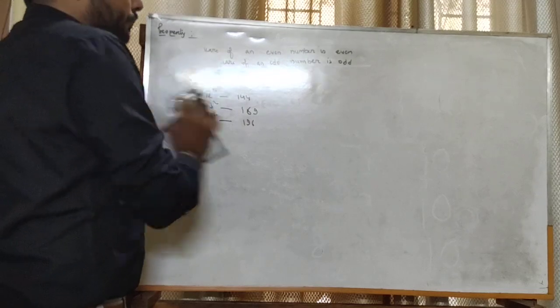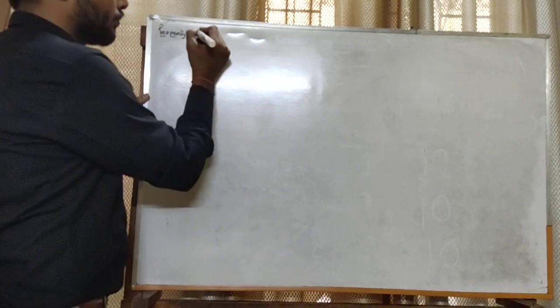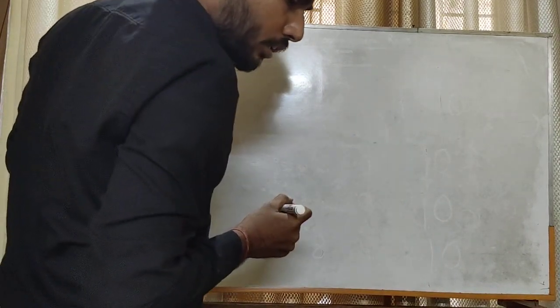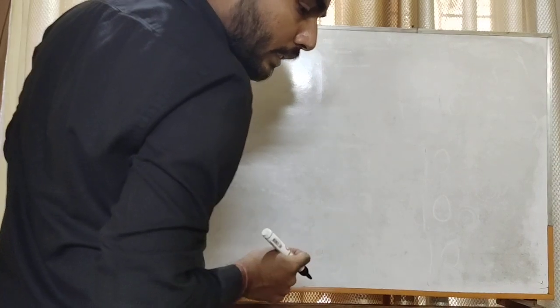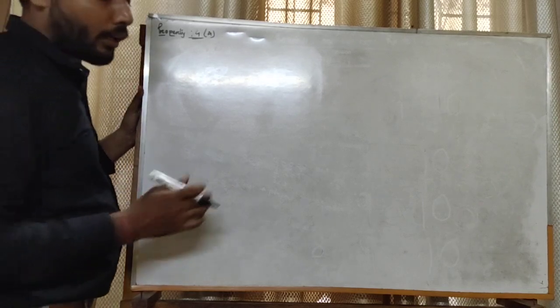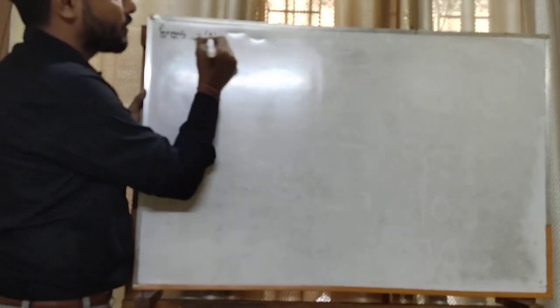Property number 4. It is written in the book. The square of a natural number other than 1 is either a multiple of 3 or exceeds a multiple of 3 by 1. This is a property. Maybe it sounds very critical, but I will explain it and it's very easy.